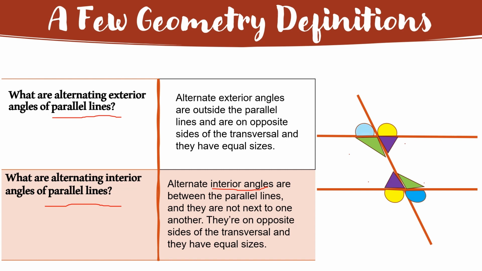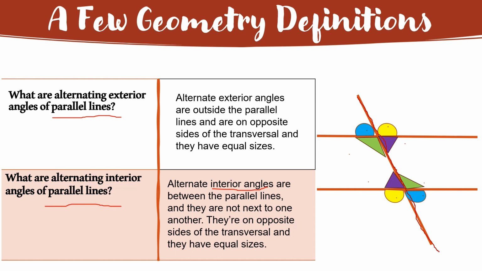They are called alternate exterior angles and alternate interior angles because the angles are on opposite sides of the transversal. And we just talked about the transversal. This is your transversal. And so you can see exterior, and on the opposite side of the transversal, an exterior angle. Here is an exterior angle. On the opposite side of the transversal, another exterior angle.